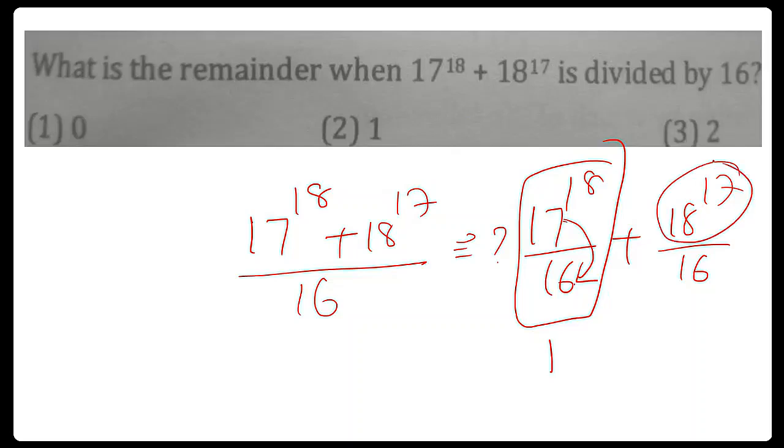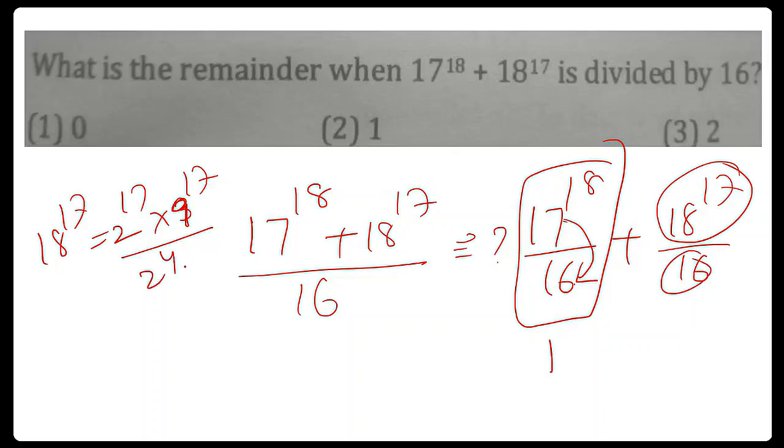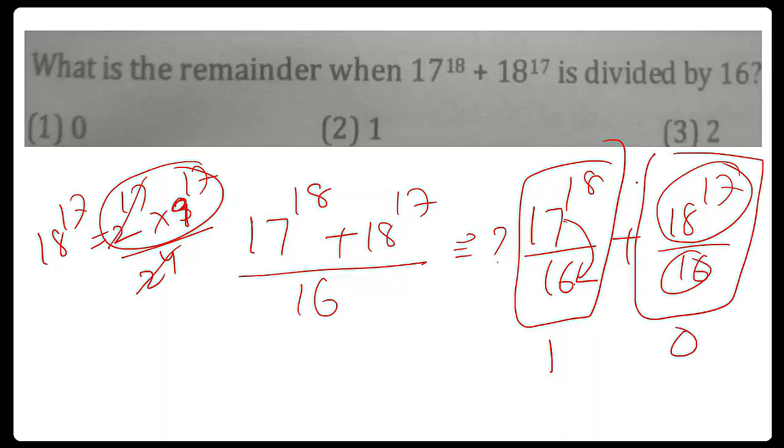Here, 18 to the power 17 can be written as 2 to the power 17 into 9 to the power 17, divided by 16, which can be written as 2 to the power 4. So definitely 2 to the power 4 exactly divides this expression. Here the remainder is 0 because the numerator has 17 twos, the denominator 16 has 4 twos, and the denominator exactly divides the numerator. So the remainder is 0.